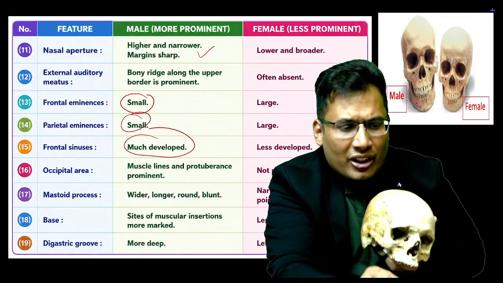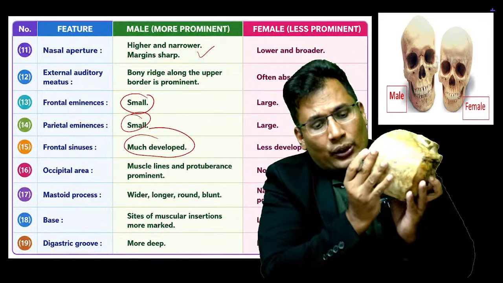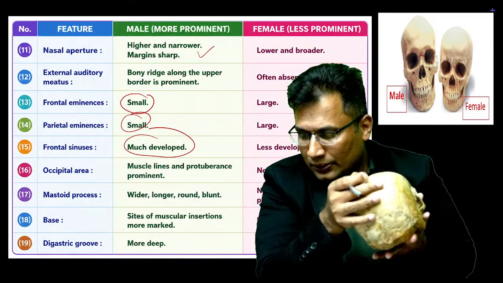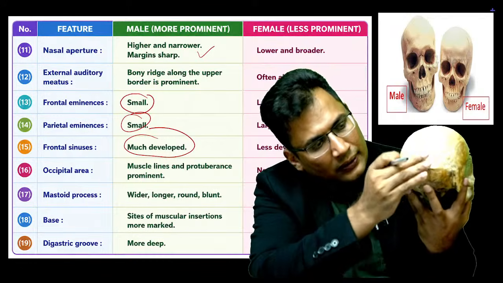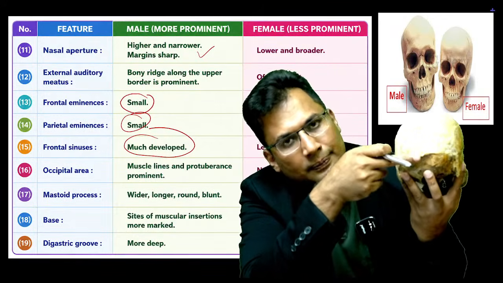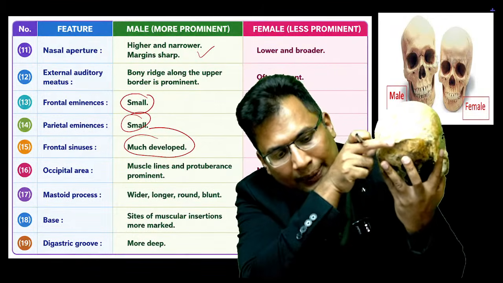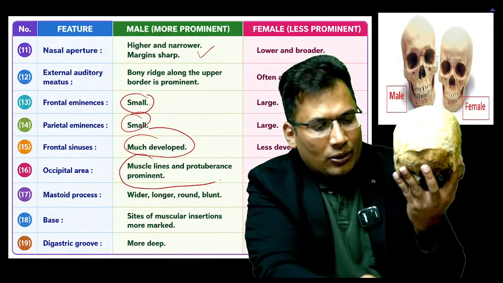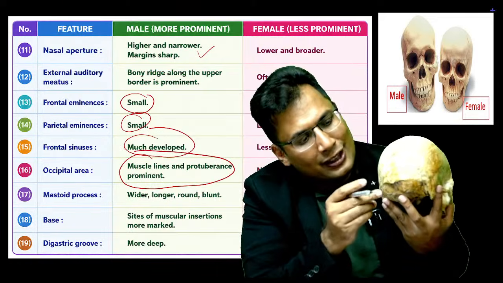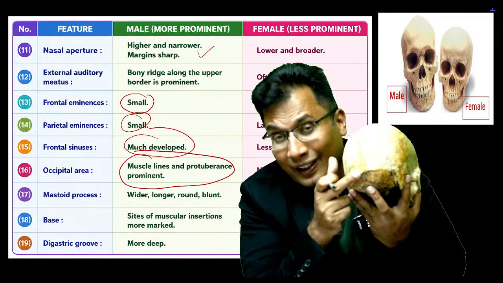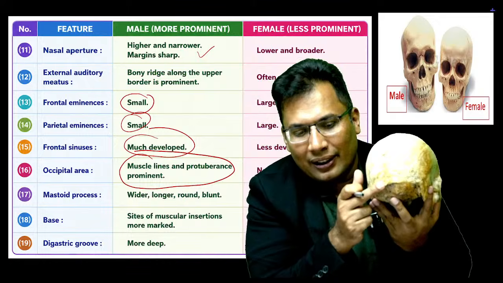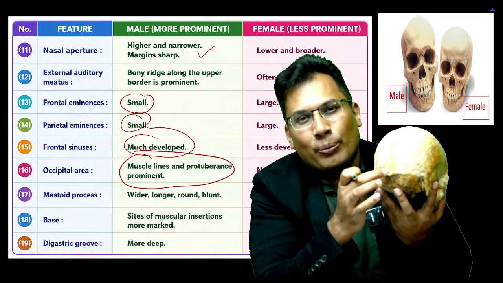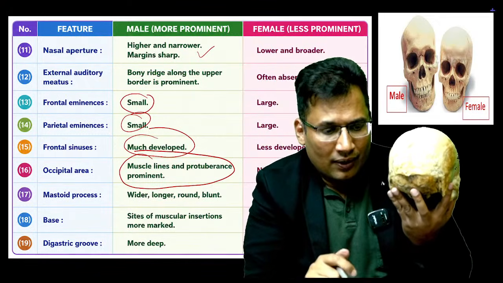Frontal sinuses are much developed. Occipital area, look at the occipital area now. So this is the occiput. This occiput is basically muscle lines and a more prominent protuberance. So this is the protuberance. This is very prominent in males, less prominent in case of females. Nuchal lines are very prominent.